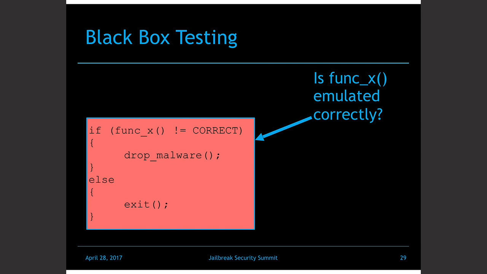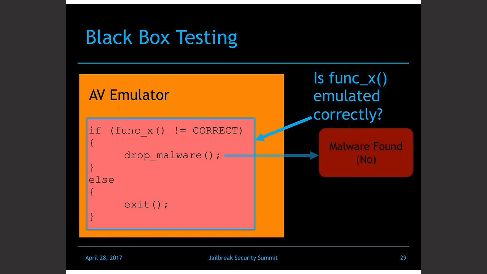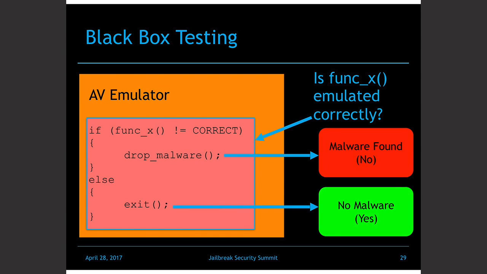They then compile this code, pass it to the AV, and have it run in the AV emulator. While it runs, it does a call to function X, which is going to be emulated by the AV emulator and might not have the correct semantics of that function call in a real Windows system. So if function X does not return the correct value, it'll drop malware. The AV will detect malware, and they will then know that function X was not emulated correctly. Or they'll exit if function X was emulated correctly. No malware will be detected, and they'll know that. So you kind of get this one-bit side channel.